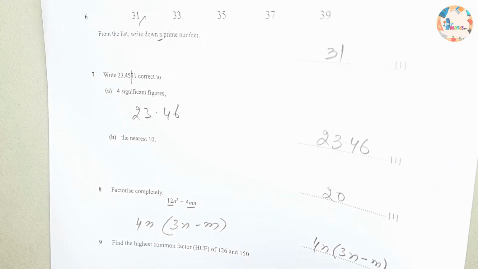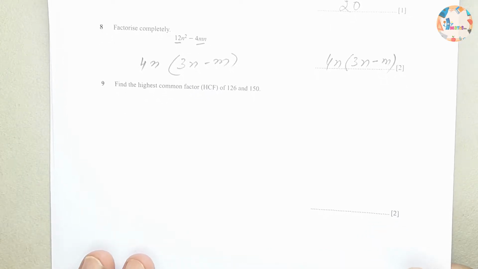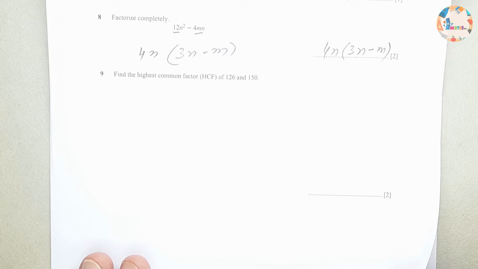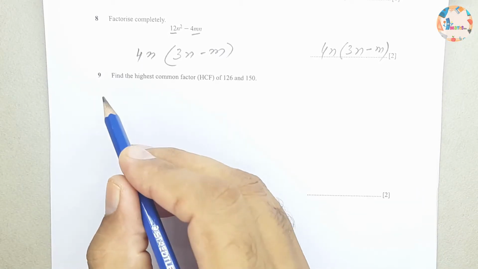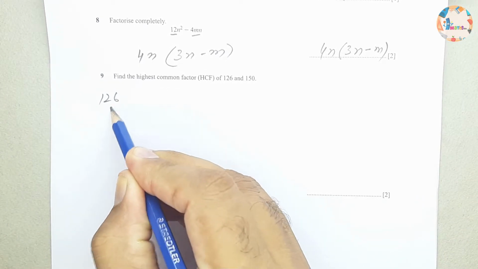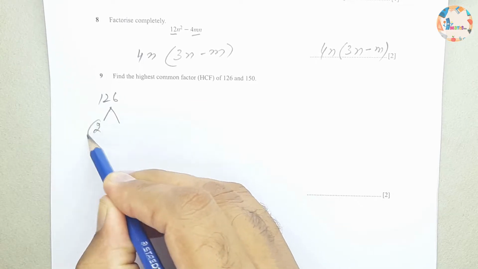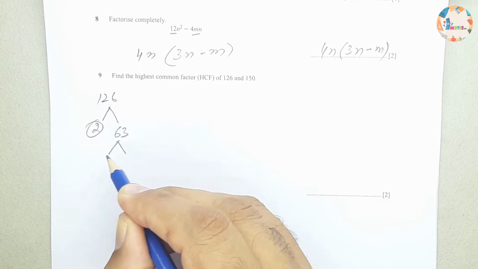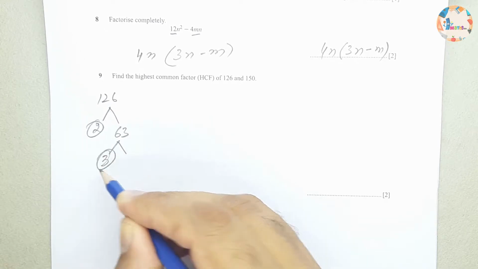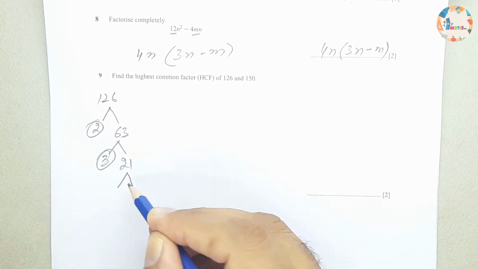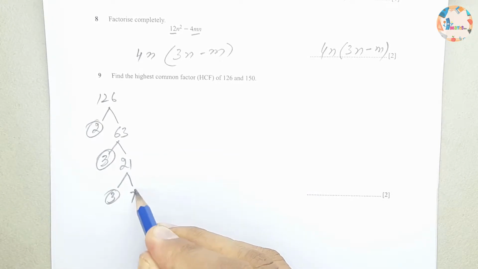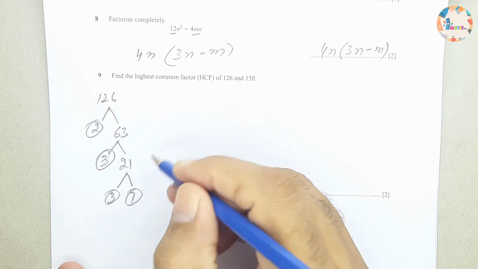Now next question number 9. Find the highest common factor, HCF, of 126 and 150. So prime factors we will write for 126. We can write it as 2 and 63. Then next will be 3 and 21, and 21 can be written as 3 and 7. So both are prime. So these are the prime factors.